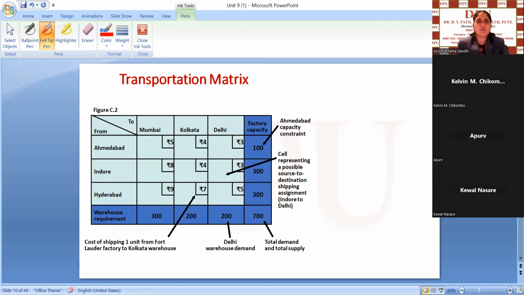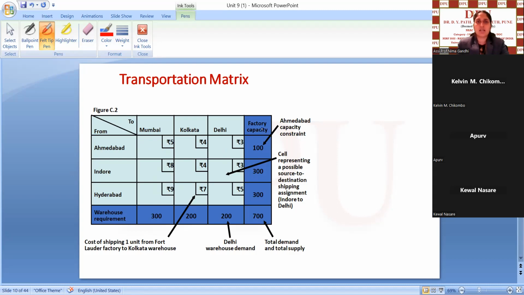Again, you have here Mumbai, Kolkata, and Delhi. These are your destinations, and these are the sources of production. The respective capacity of production is here, and the requirement at the different destinations is here. You are transporting from sources to destinations, and the cost of transport is given in each cell. These costs are the per unit cost of transportation.